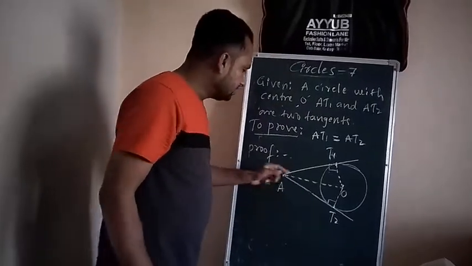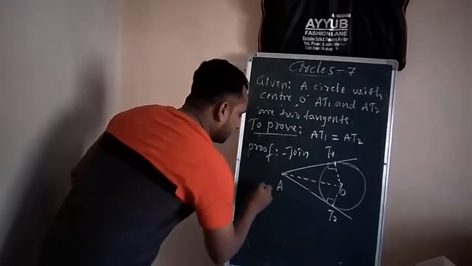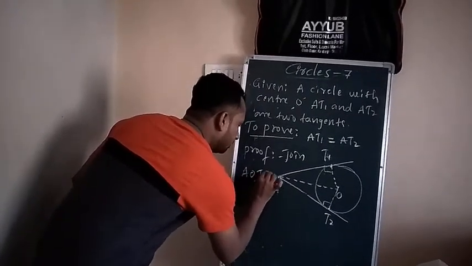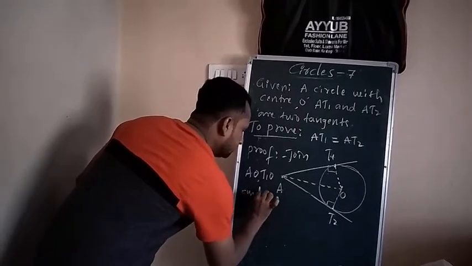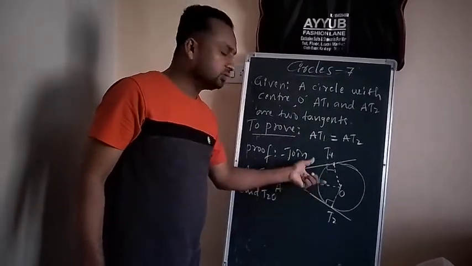Now see, first what we have done here: join AO, T1O and T2O. Correct. You have to join. Now here we will get two triangles.